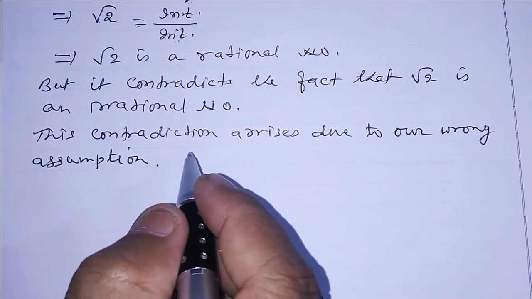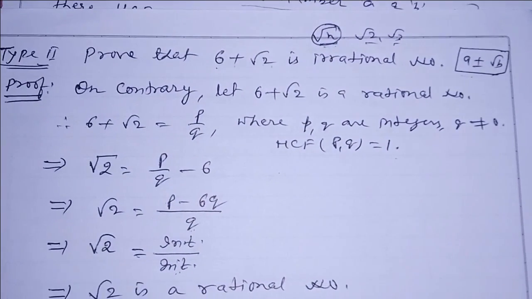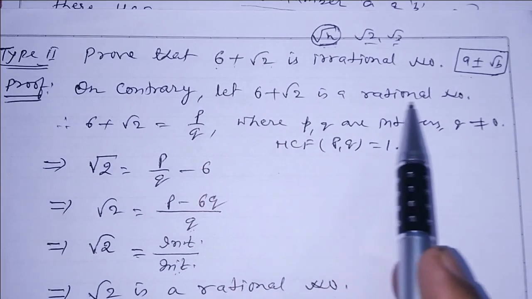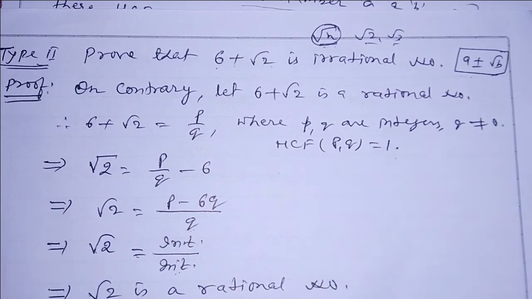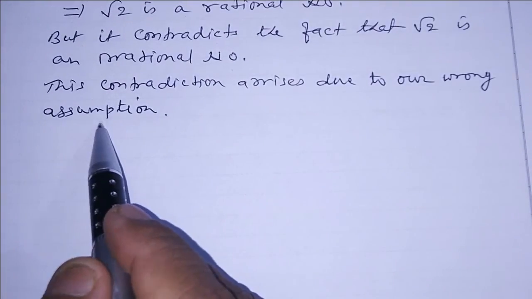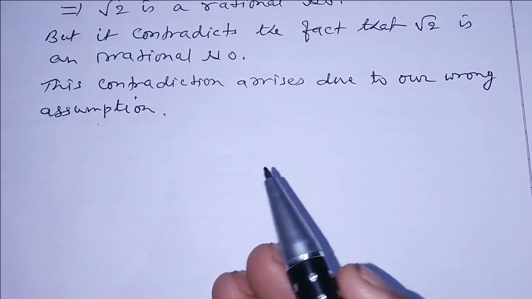What was our assumption? We assumed that 6 plus root 2 is a rational number. This was our assumption, and here we got that our assumption was wrong. So we had taken it as rational, that was wrong, hence it must be irrational.